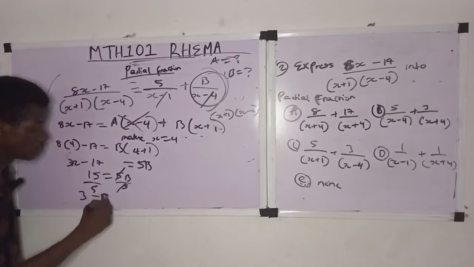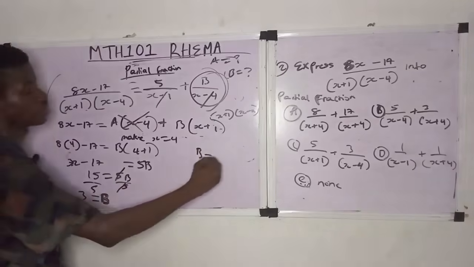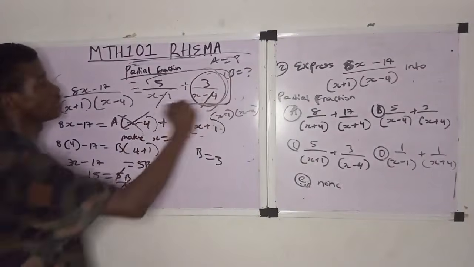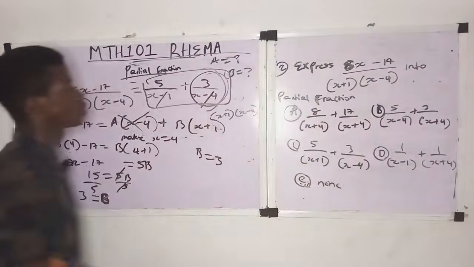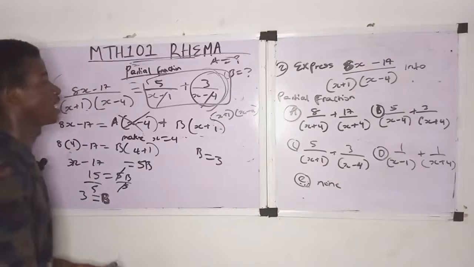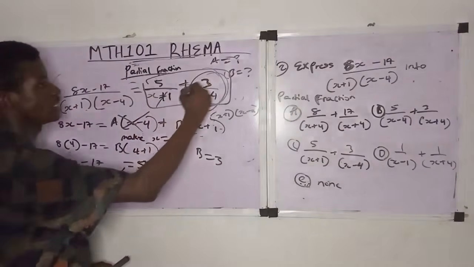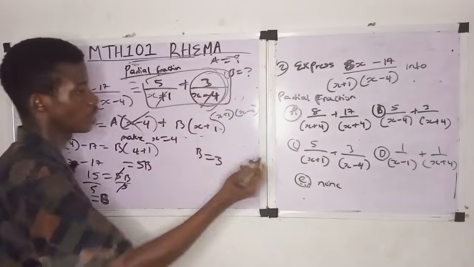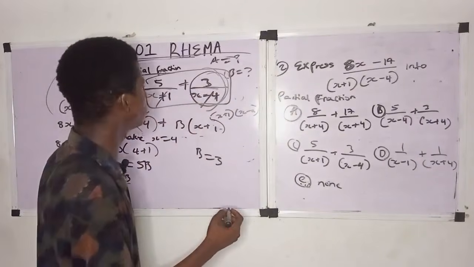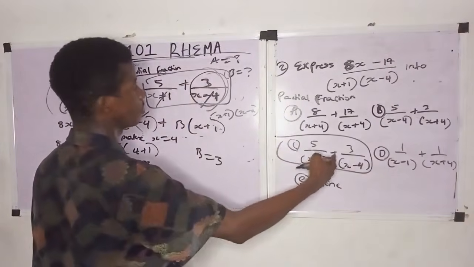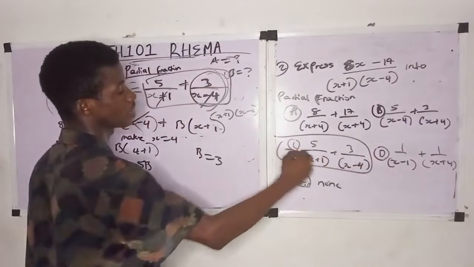Therefore, B is 3. So where you see B, you'll put 3. So let's look at the options. Which one is 5 divided by S plus 1 plus 3 divided by S minus 4? That would be C. So the answer is C.